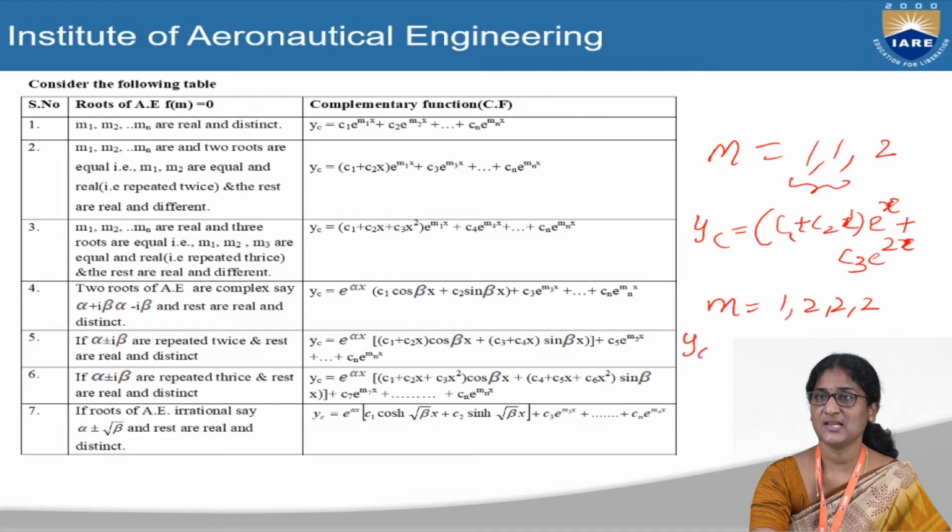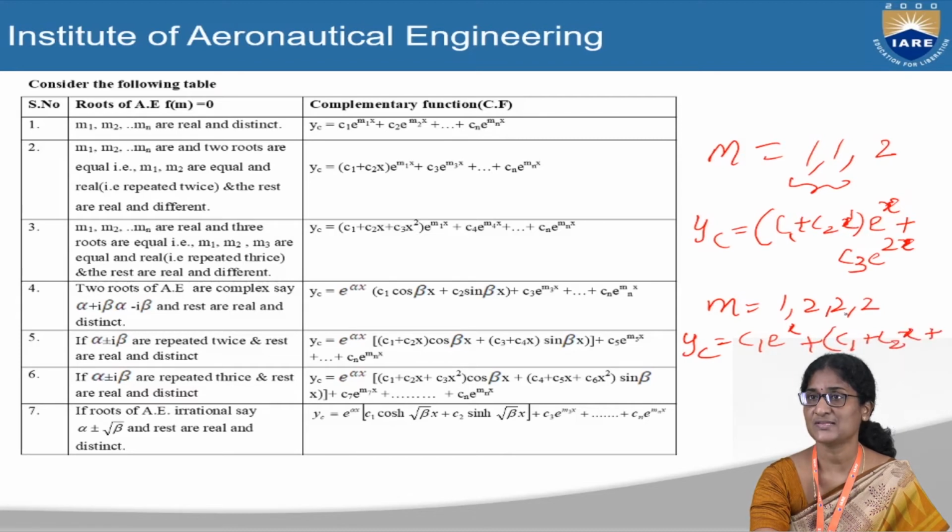So yc is equal to c1 e to the power of x plus, open the brackets, c2 plus c3 x plus c4 x squared, close the bracket, e to the power of 2x. Because 2 is repeated thrice, the powers of x go up to x squared. This is nothing but the solution for this homogeneous differential equation, which has 1, 2, 2, 2 as its roots. So this is how the complementary function for repeated roots is given.